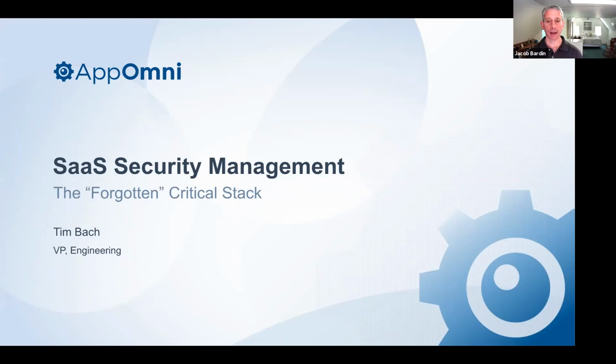As such, I'm doubly pleased to be introducing today's speaker, Tim Bach, who will be speaking about SaaS Security Management. Tim, who is the AppOmni VP of Engineering, will be discussing the current state of SaaS security, why it's important to build a full-fledged SaaS security program, and what components should be included in a SaaS security program.